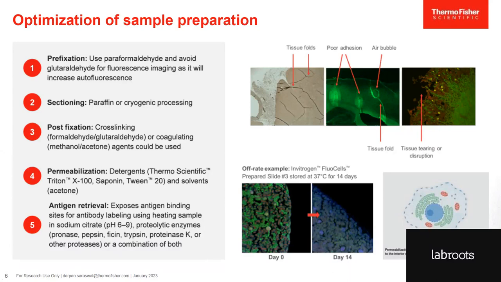If permeabilization is not enough, you can perform antigen retrieval to expose antigen binding sites for antibody labeling by heating samples in a citrate buffer, or using proteolytic enzymes like pepsin, pronase, proteinase K, or combinations of both.